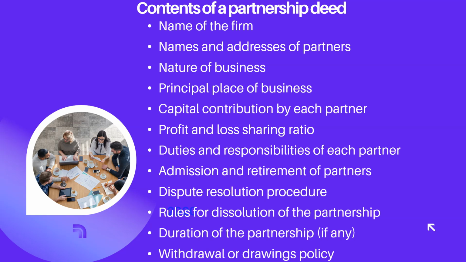Then the principal place of business. This point emphasizes the location of the business. So it is important to mention the location. And then also capital contribution by each partner. How much is each partner bringing into the partnership? And then we also have the profit and loss sharing ratio. We also have what we call the duties and responsibilities of each partner. What are the partners expected to do?